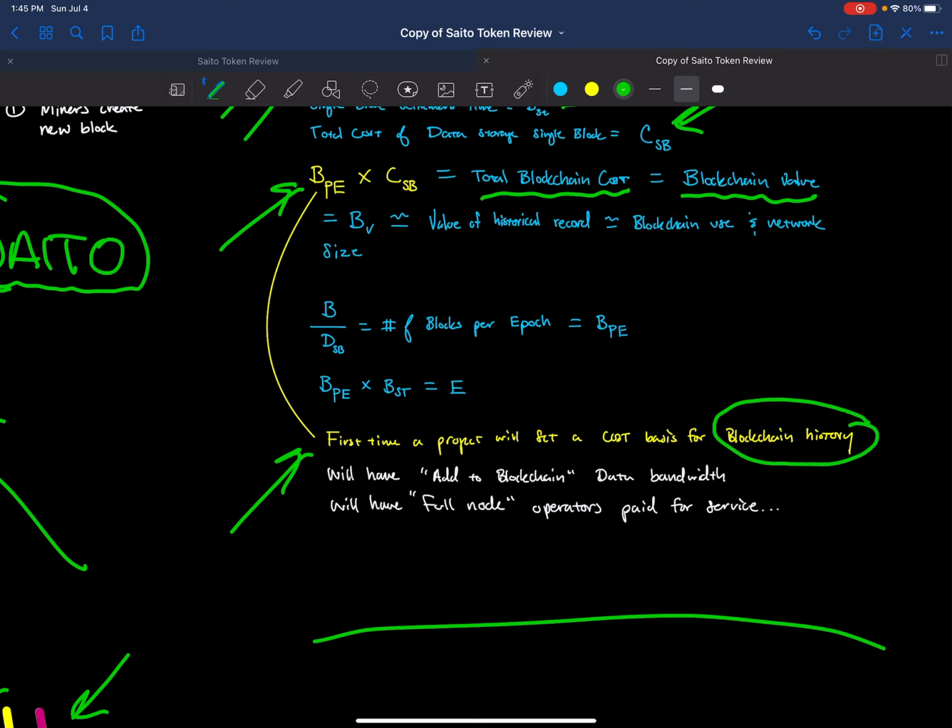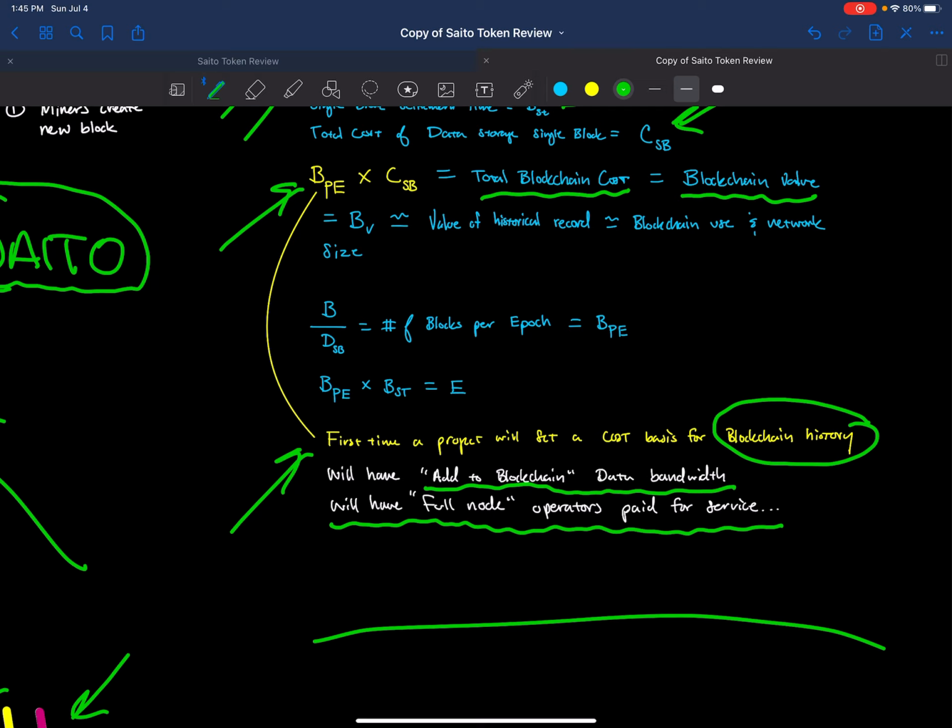So the whole blockchain will be an entity, and it will have an add-to-blockchain data bandwidth. And so full node operators will be paid for this service, whereas in other blockchains, they're not, and you get blockchain bloat. This blockchain will have a blockchain bandwidth. And it could be over 100 years, it could be 24 hours, whatever.